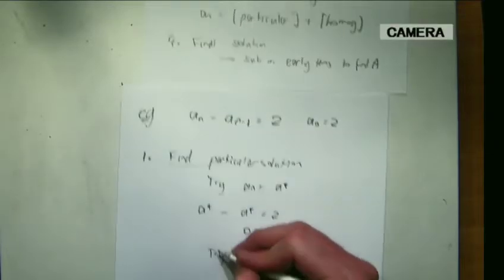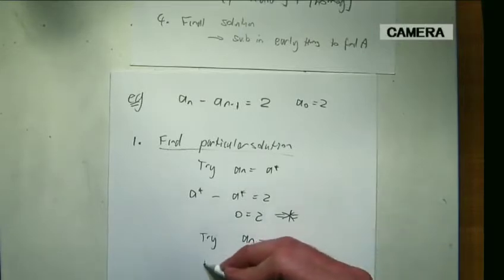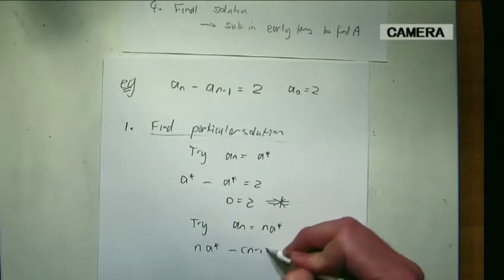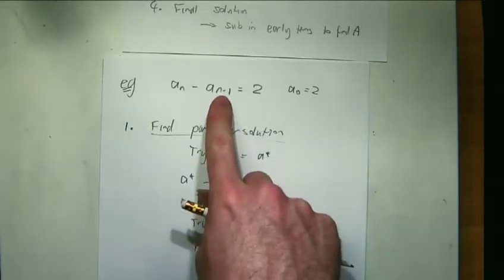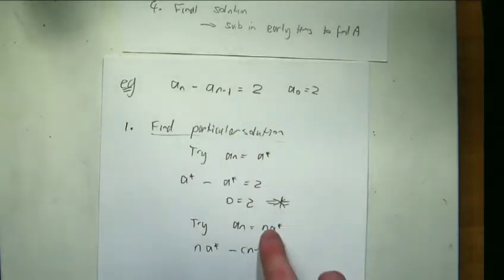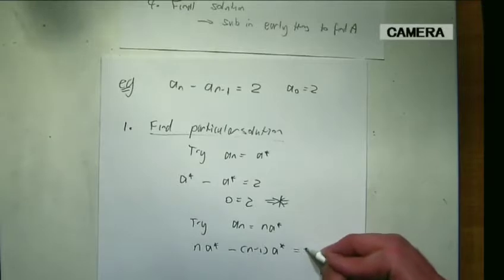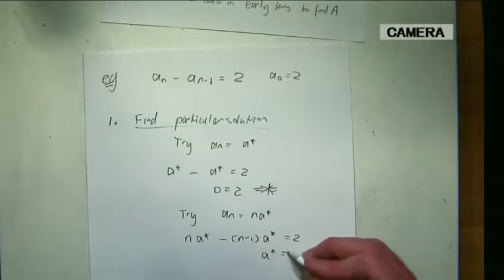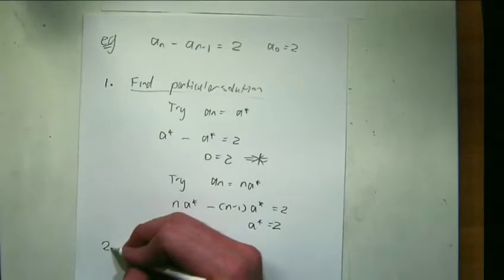So we'll try a_n equals n a star, and so we'll get n a star minus (n minus 1) a star. So notice that this was a_(n-1), so instead of n here, I need to use n minus 1 when I sub it in. Equals 2. And so we get n a star minus n a star plus a star, so we get a star equals 2. Okay? 2.